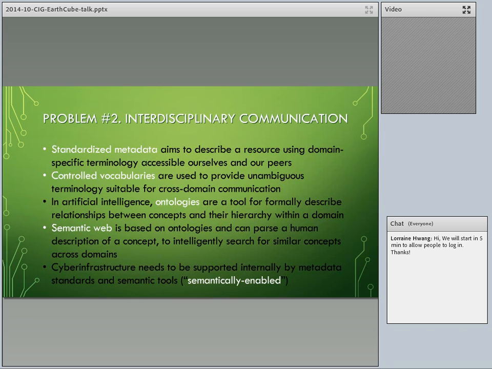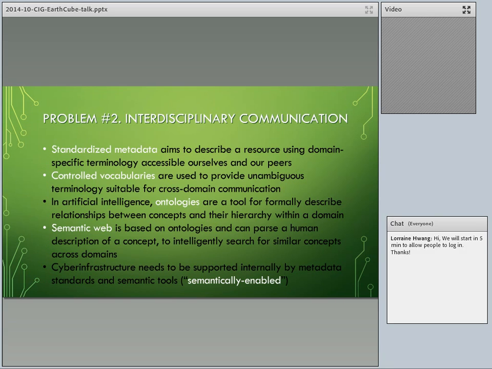So there is some standard set of utilities that could be applied to help us with this. And the first one is standardized metadata, which, of course, by default, aims to describe a resource for ourselves and our colleagues. It uses very domain-specific terminology that nobody else outside the discipline would necessarily understand. And we would need controlled vocabularies for cross-domain communication. Now, ontologies are a tool of artificial intelligence that allow you to describe the relationships between concepts and their hierarchy, and they use controlled vocabularies to do this.